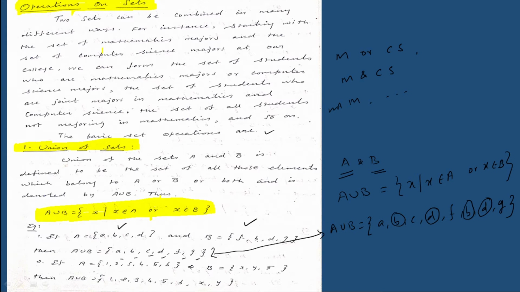Next, taking the elements of A as 1, 2, 3, 4, 5, 6 and the elements of B as x, y and 5. Here 5 is an element in both A and B, so you can write it only once, that's enough. Writing the remaining elements of A and B gives you A union B, that is 1, 2, 3, 4, 5, 6 and x, y. Here I won't write 5 again because we have already taken the element in set A. The element is repeated in set B, so there is no need to write it two times. Write it once, that's enough.